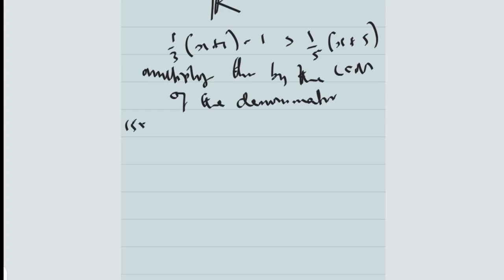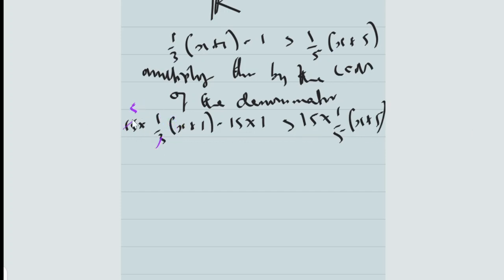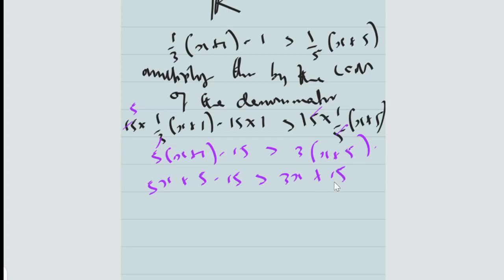And now you are going to have 15 times 1 over 3 s plus 1 minus 15 times 1 greater than 15 times 1 over 5 s plus 5. I hope you understand now. So this guy will cancel this. I have 5 left: 5(s plus 1) minus 15 greater than, this one remains 3(s plus 5). Then if you open the bracket, you multiply out by 5. You have 5s plus 5 minus 15 greater than 3s plus 15.